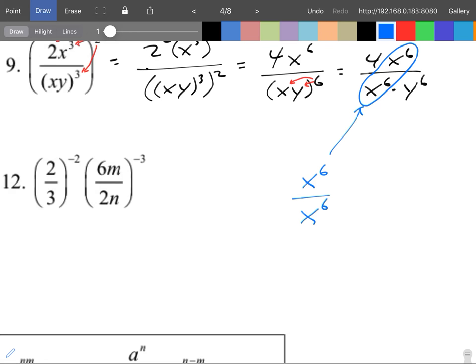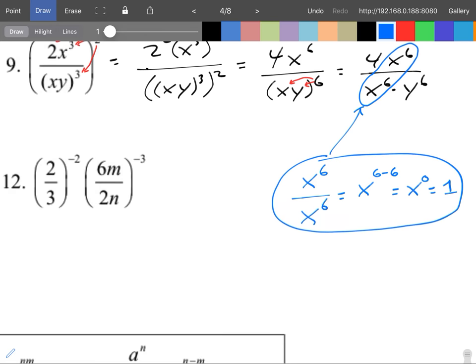oh, I've got x to the 6th over x to the 6th. All right. Well, I have those like bases, right? I have division where both of the bases are x. So then I would have x to the numerator power minus the denominator power. Well, that would give me x to the 0 power. What's x to the 0 power equal? One. Yeah, it's 1.